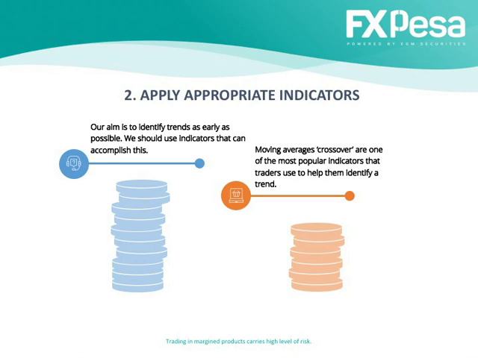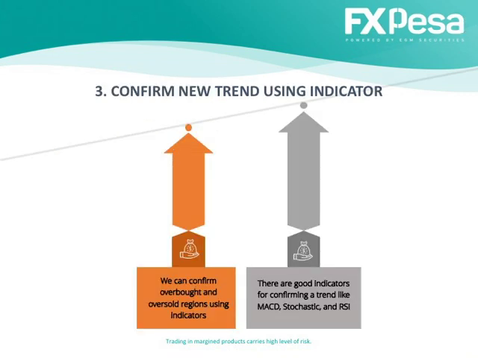2. Apply appropriate indicators. Our aim is to identify trends as early as possible. We should use indicators that actually can accomplish this. Moving averages, or rather crossovers, are one of the most popular indicators that traders use to help them identify a trend. We can confirm overbought and oversold regions using indicators. They are good indicators for confirming a trend, like the MACD, stochastic, and the RSI.